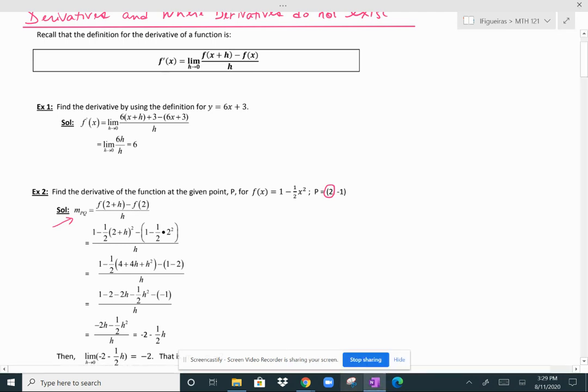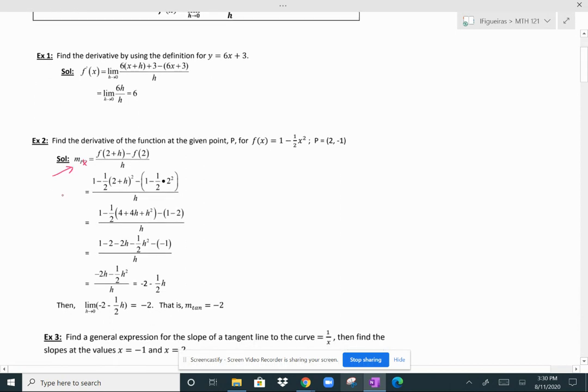Now, since we're talking about a single point, it's not PQ, it's just at P. So the Q doesn't really have any value here because as your limit approaches 0, as h approaches 0, you're really at a single point. So here's the work when you plug in into the definition. It's 1 minus 1/2 times 2 plus h squared minus your function at 2, which is this part right here.